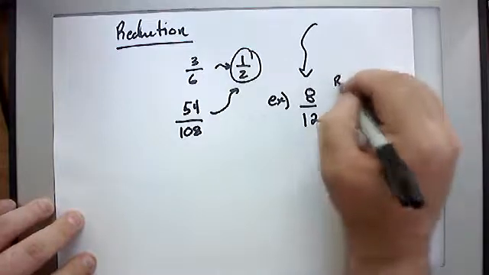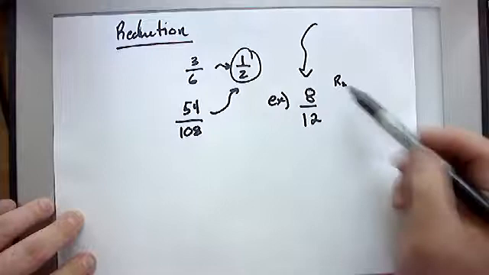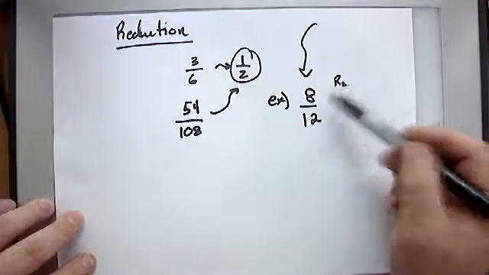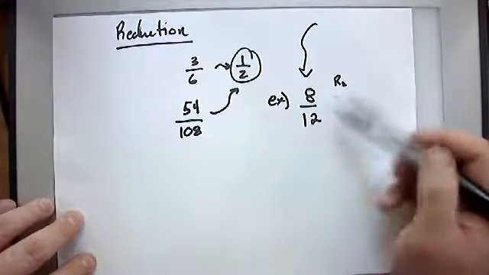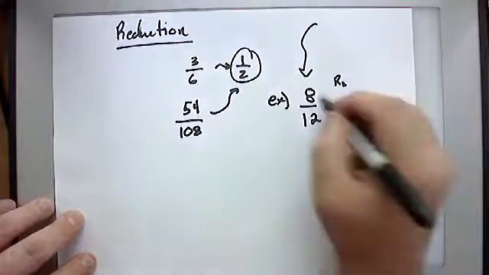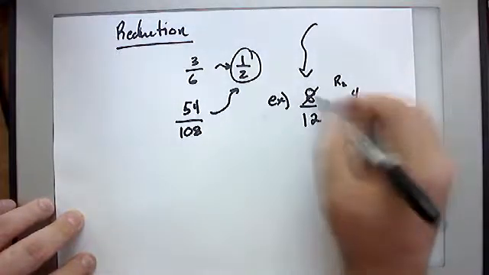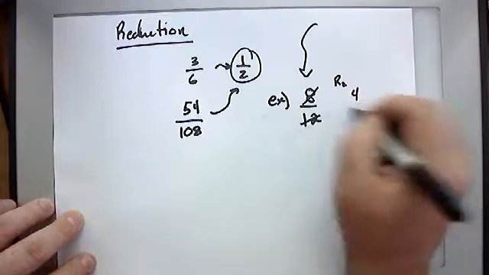This one's going to be 2. This is just my notation, y'all. I put a little R2 just to say I'm reducing by 2. You're really dividing by 2. I just don't like writing division signs everywhere. So 8 divided by 2 is 4. Remember, what you do to the top, you got to do to the bottom. 12 divided by 2 is 6.